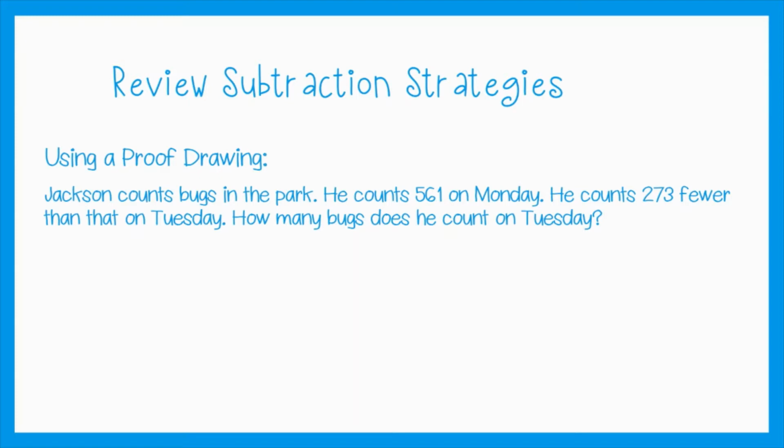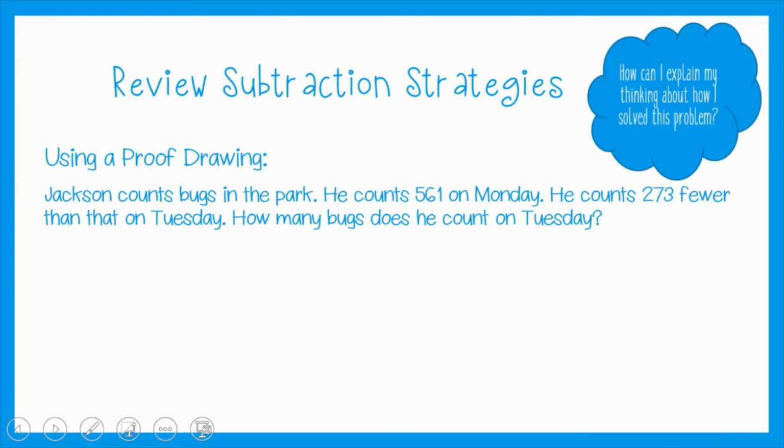Let's read the problem. Jackson counts bugs in the park. He counts 561 on Monday. He counts 273 fewer than that on Tuesday. How many bugs does he count on Tuesday? Well, when we're solving a problem that has a word that says fewer, then we know that we are comparing. So we're going to want to use comparison bars to set up the information for this problem.